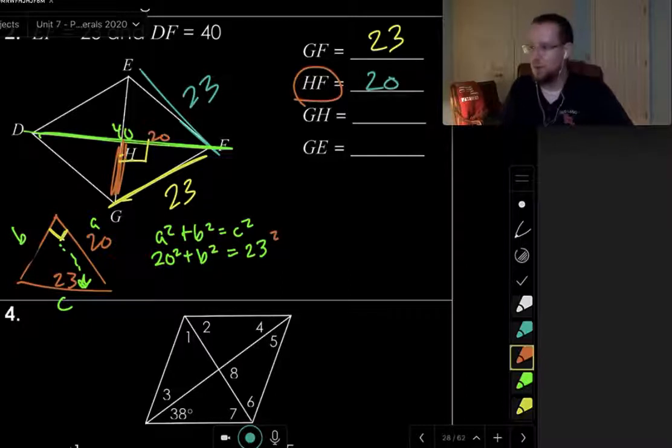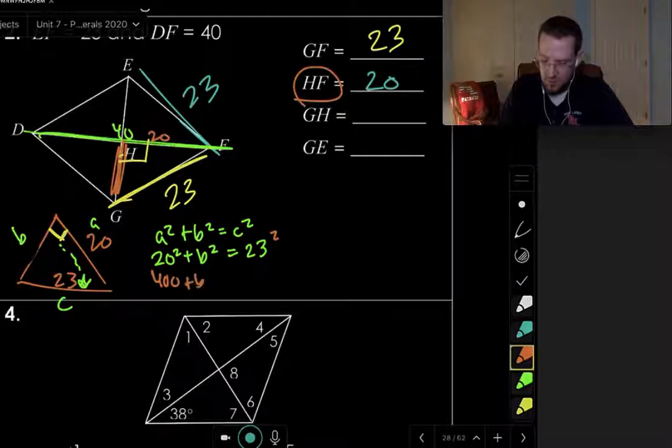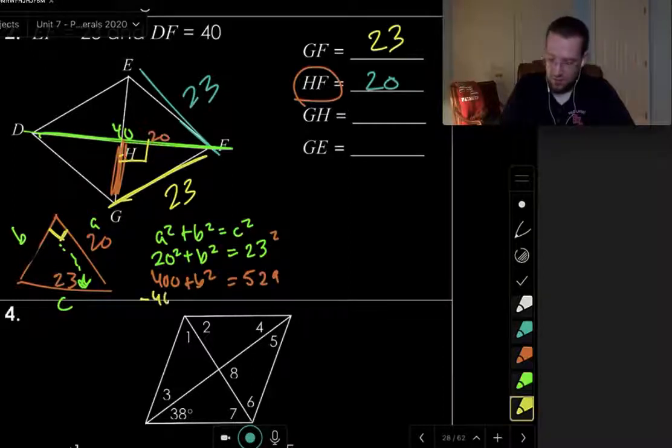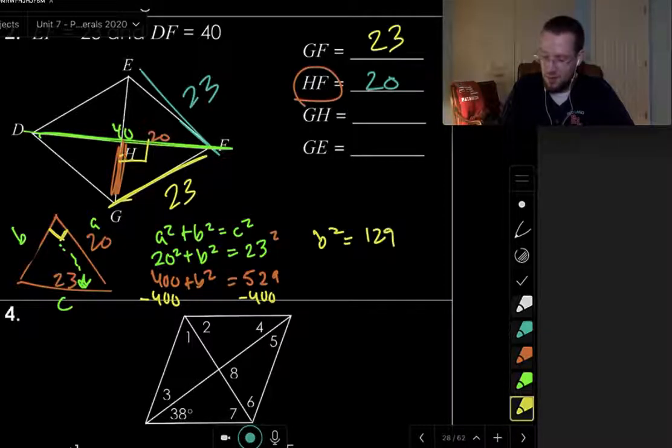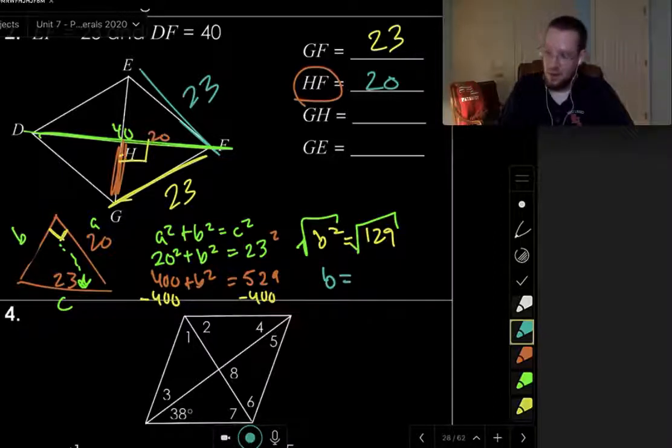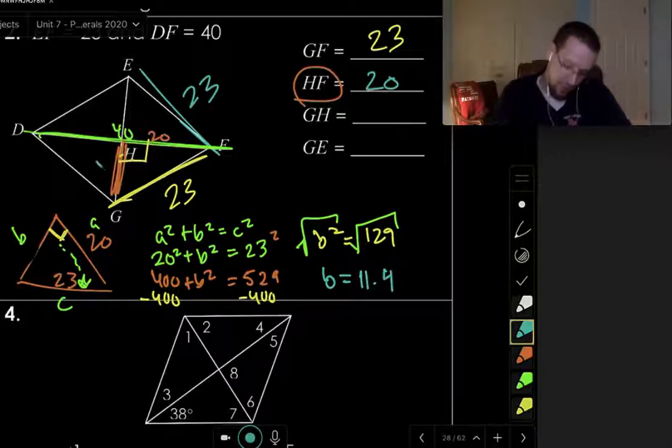So 20 squared is 400, plus B squared. 23 squared I think is 529. So what I've got to do here is subtract 400 from both sides, and we have B squared is equal to 129. To get rid of the square, we need to take the square root of both sides. So B is equal to the square root of 129, which is 11.4. So this one is 11.4.